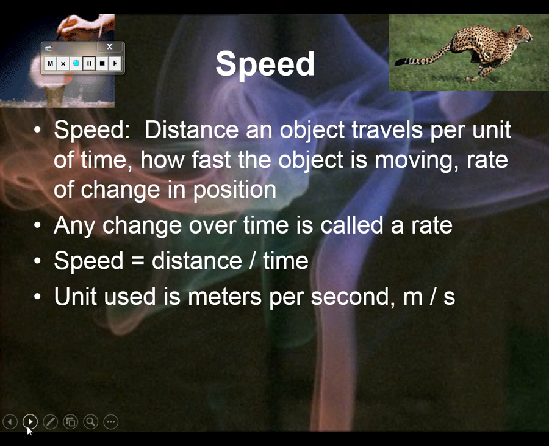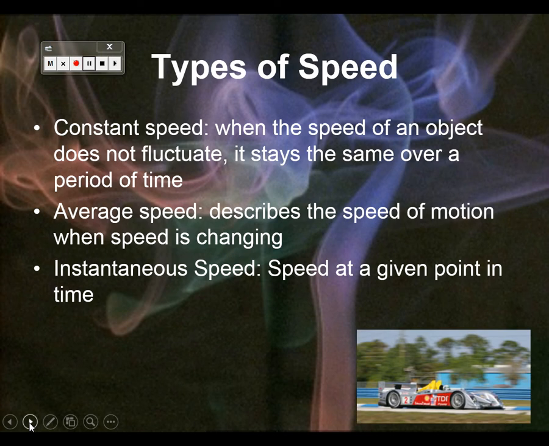Speed is the distance an object travels per unit of time. It's how fast the object is moving. It's a rate of change in position. Any change over time is called a rate. The formula for speed is distance divided by time, and in here we'll be using the meters per second unit. You need the first, second, and third bullets on this one. You need all three of these.